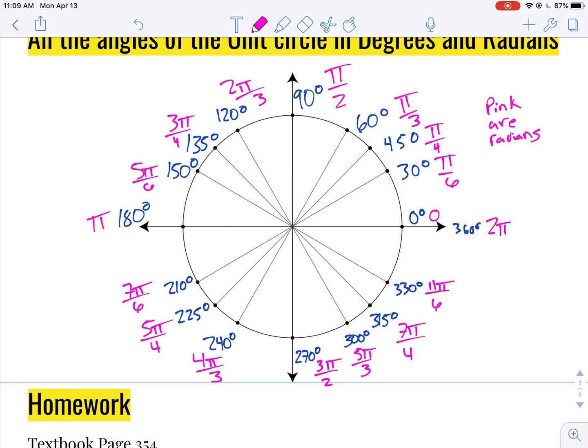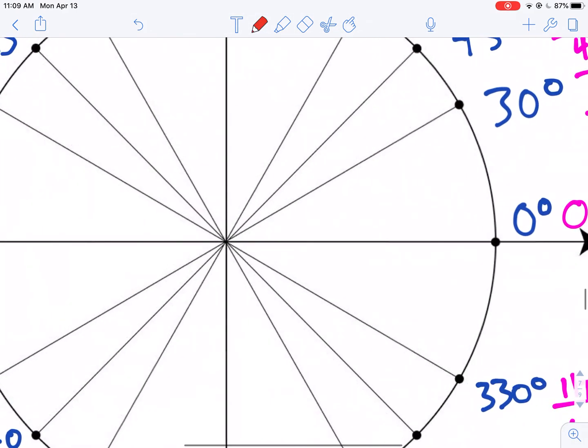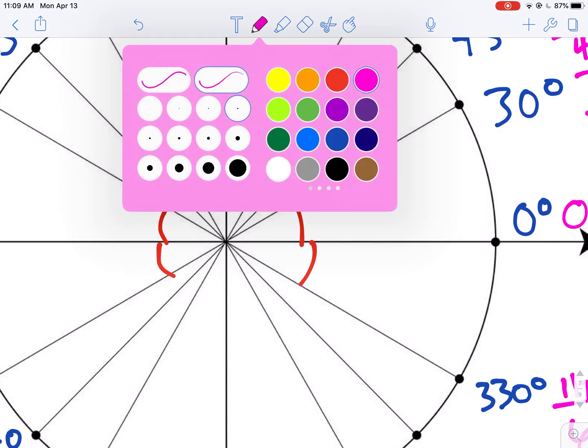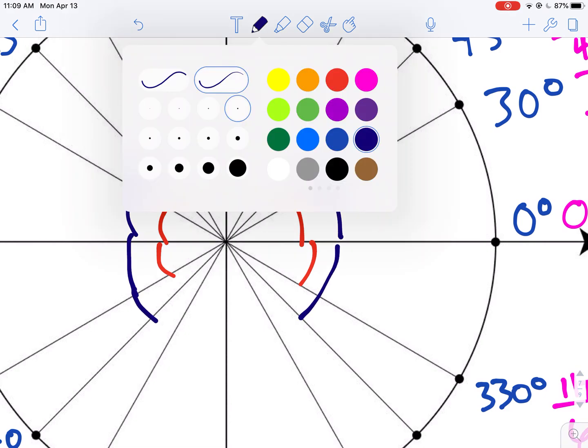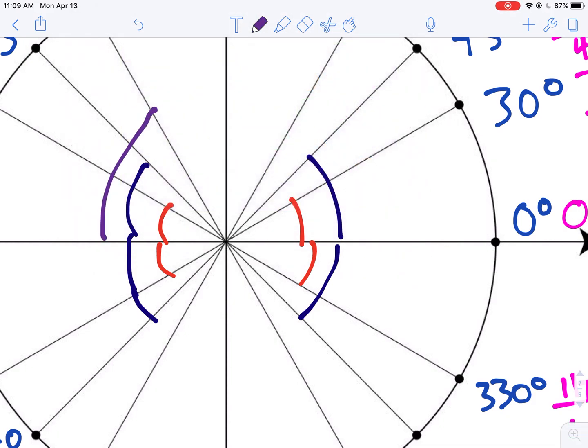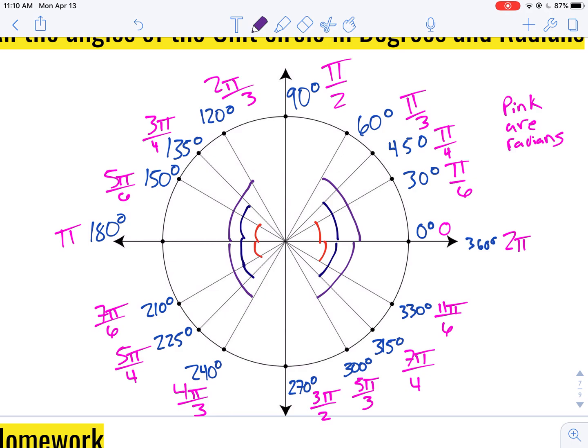I could go over a couple patterns here. For instance, you'll see that all of your pi over 6 are the closest angle to your x-axis. Everything that's a pi over 4 is your next closest angle to your x-axis. And then everything that's pi over 3 is going to be your farthest angle from the x-axis. You can convert all these degrees to radians to get these radian values as well. I would make sure that you have this for reference whenever you're working.